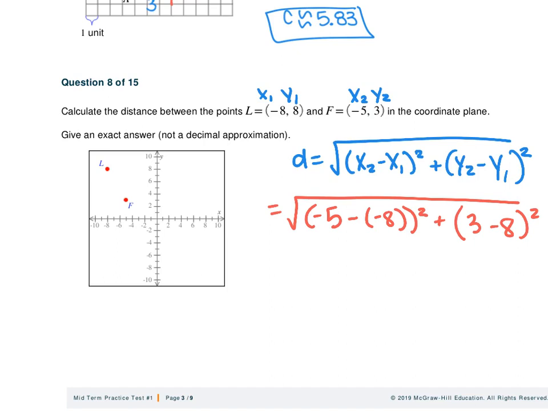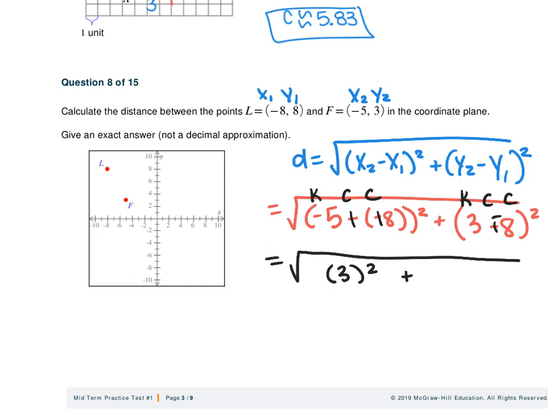Then I'm continuing to work it out. Square root of, and I have -5 minus -8. If you remember, keep, change, change, this becomes -5 plus +8. So -5 plus 8 is going to be a +3 squared plus 3 take away 8, or if I keep, change, change, 3 plus -8, that is going to be a -5 squared. Simplify that.